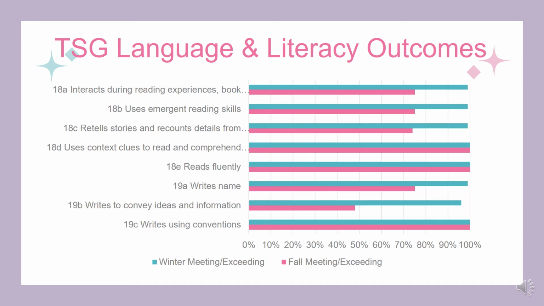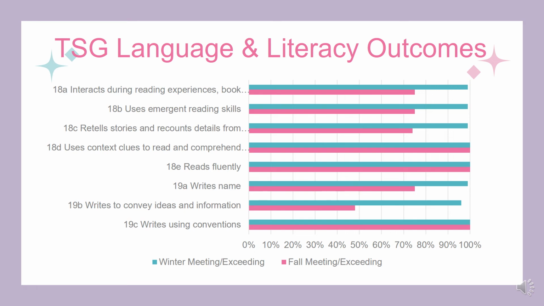Now let's look at our second set of literacy outcomes. This is our last slide of objectives. You will notice here again, we have the same color coding. Fall is represented in pink, winter is represented in teal. Again, we have 3 objectives here that are at 100%. And that's because those are not developmentally appropriate for the children we serve.